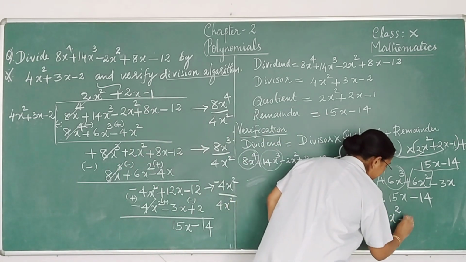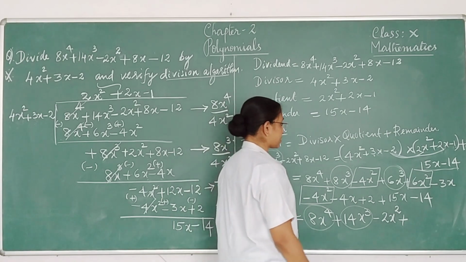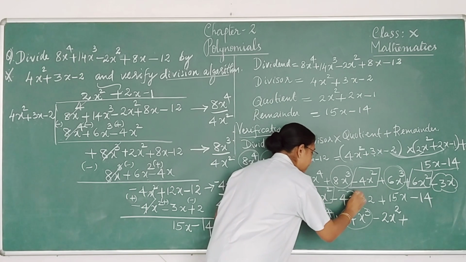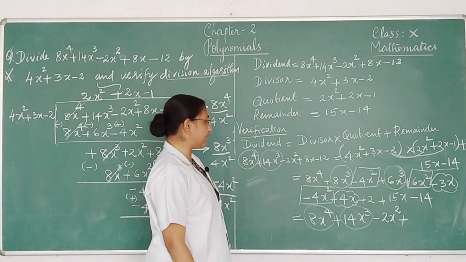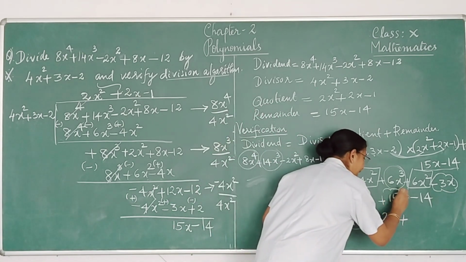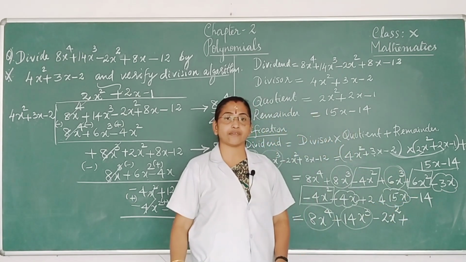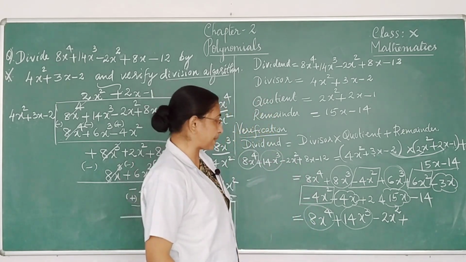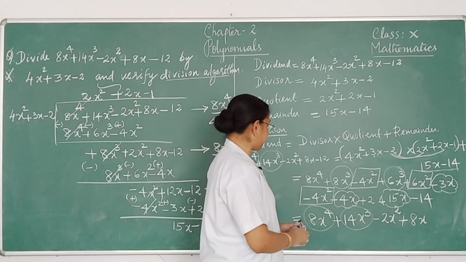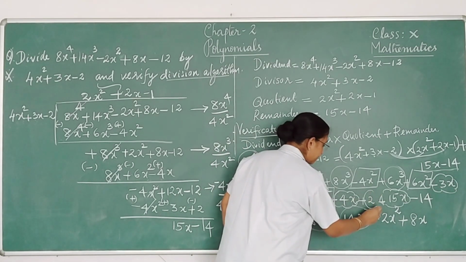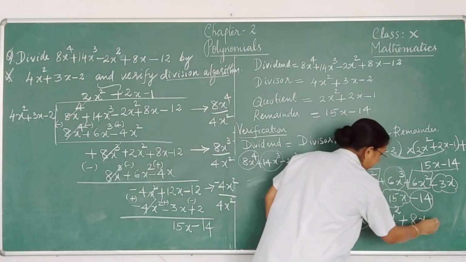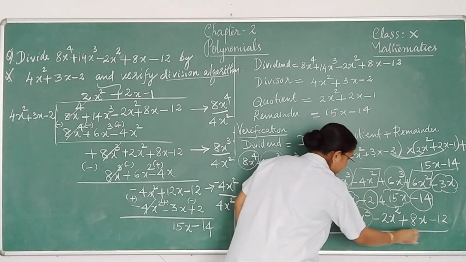Now, I need to collect the x terms. Which are the x terms? Minus 3x is the first term and minus 4x is the other term. What is minus 3 and minus 4? Minus 7x. One more term, minus 7 and plus 15. Minus 7 plus 15, different sign, so subtract, you get plus 8x. The last constant term, only 2 constants, plus 2 and minus 14. What is plus 2 and minus 14? Minus 2.